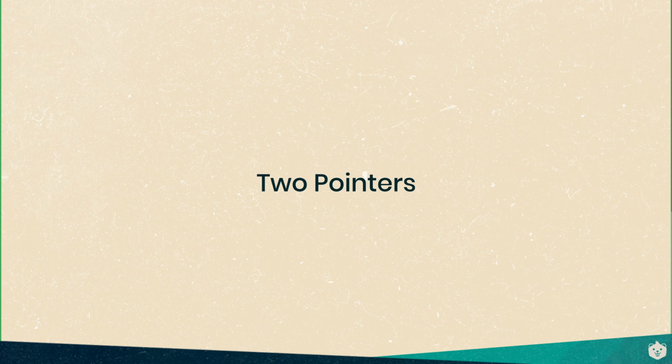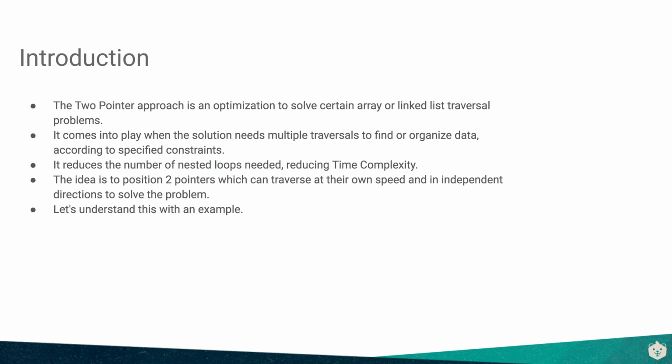Welcome to an introduction to the two pointers pattern. What is the two pointers pattern and where can it be used? It is an optimization over the regular traversal methods for arrays or linked lists. It comes into play when multiple traversals are required to find the required data or to organize the data based on the constraints specified in the problem.